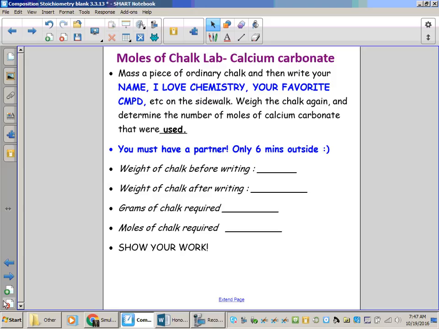So this is what you're doing. You have to get a piece of chalk. You have to mass your chalk first, because once you start drawing and you come back and mass it, you've got to know the mass difference. You've got to know how much chalk you used. After that, we're going to take the mass of chalk we used and convert it a little bit further to make sure we know what we're talking about. Okay? So, let's get a piece of chalk. You do need a piece of paper to write down your chalk mass.